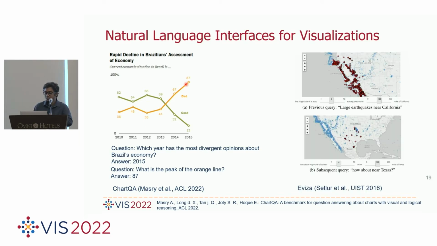Here is another variation of the natural language interface, where instead of asking full-formed questions, you may ask queries based on keywords. For example, you could ask, large earthquake near California, and then the system needs to highlight all those cases that match these criteria. And then you could also have follow-up queries like, how about Texas, and then it could highlight the cases near Texas.